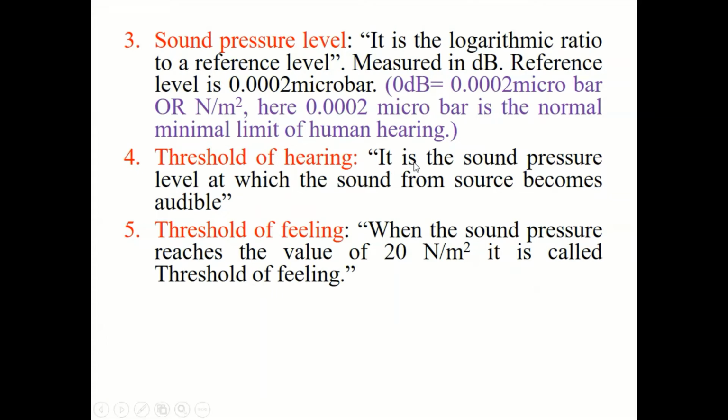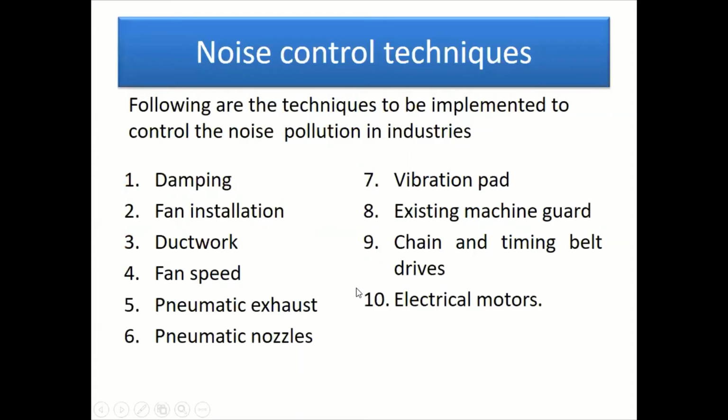Threshold of hearing is the sound pressure level at which the sound from a source becomes audible. The threshold of feeling: when the sound pressure reaches the value of 20 Newton per meter square, it is called the threshold of feeling. The noise control techniques, the following are the techniques for noise control: damping, then fan installation, then ductwork, then fan speed, then pneumatic exhaust, then pneumatic nozzles, then vibration pad, then existing machine guards, then chain and timing belt drive, then electrical motors.